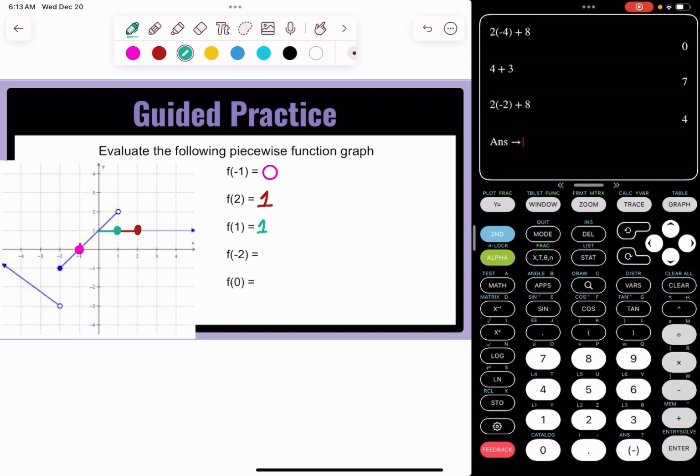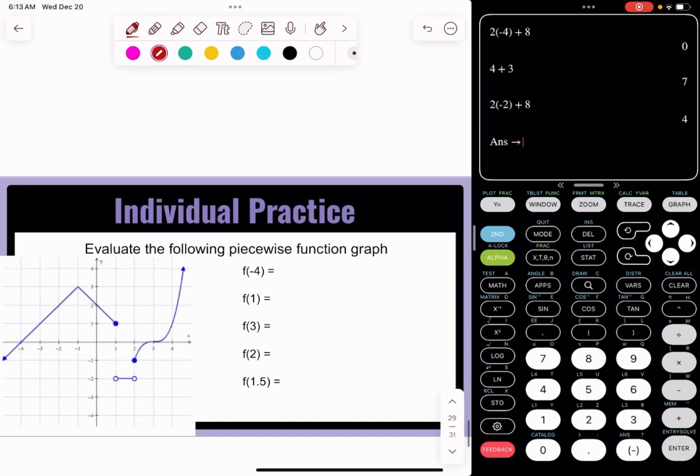When x is -2, we're right here. There's 2 different points, but we use the closed circle point, which is down 1. And when x is 0, that means we don't go left or right. We're right here, and we went up 1. Good. All right, let's look at this next one. Pause the video and try this one.